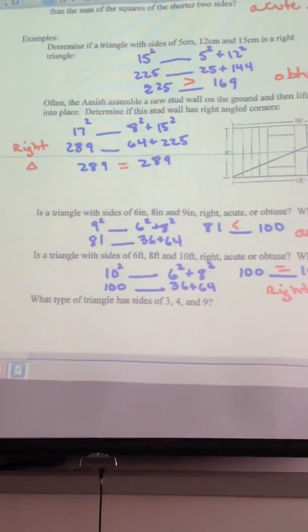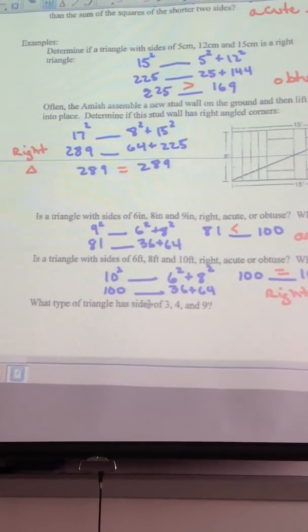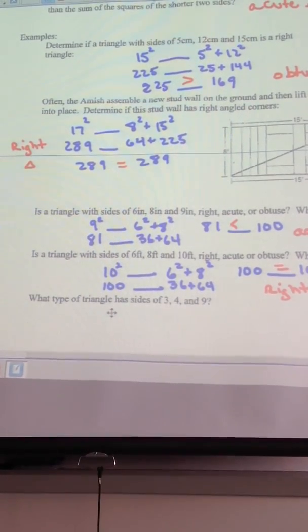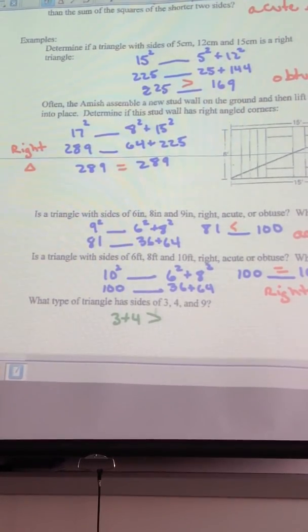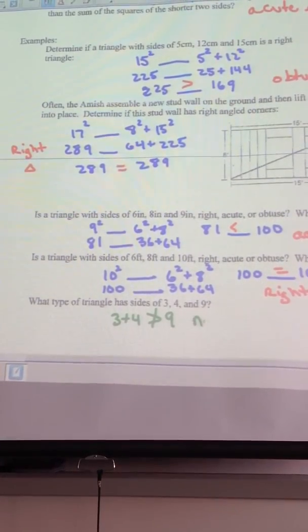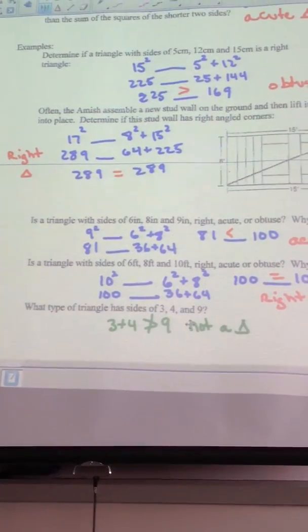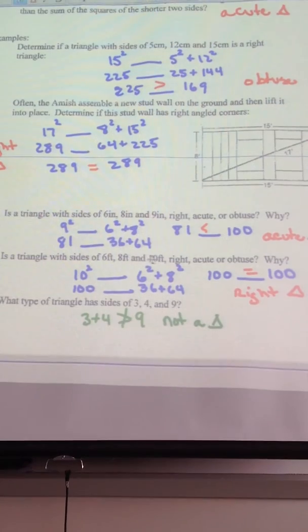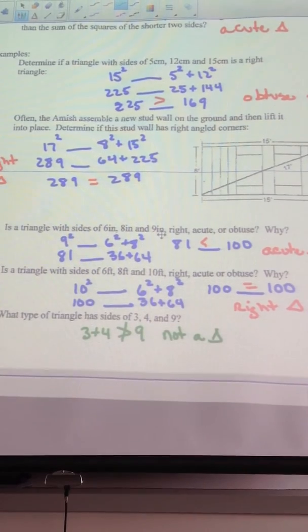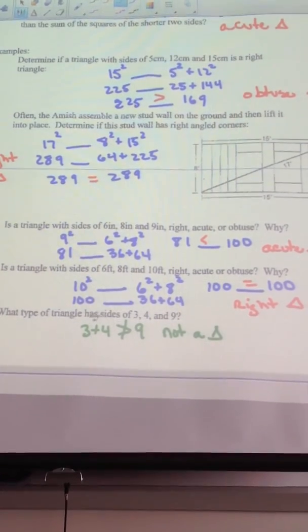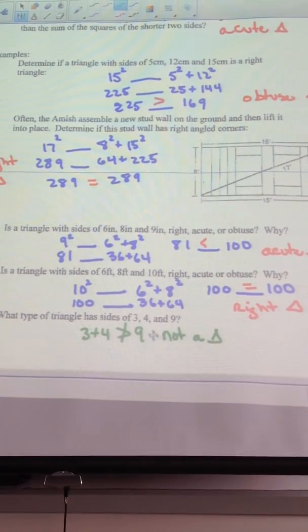The last question up here is there to remind you. It says, what type of a triangle has sides of 3, 4, and 9? Please remember that you have to add together the smaller two sides, and it has to be greater than the third one in order to even be a triangle. So 3 plus 4 is not even greater than 9, so this is not a triangle at all. In every other example, 6 plus 8 was 14, so that was bigger than 10. And again here, 6 plus 8 is 14, so that is bigger than 9. Those did determine triangles. But you do have to decide if you even have a triangle before you get started on working these problems.